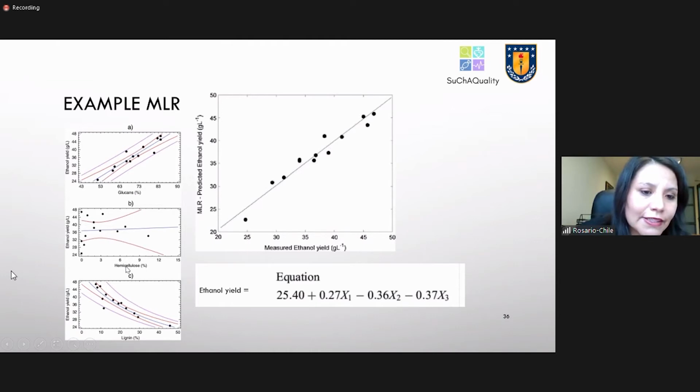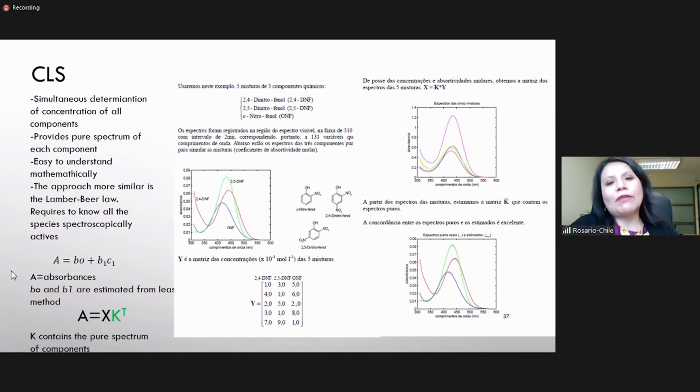This is the regression using only hemicellulose, and this is a regression using only lignin content in percentage, and this is a regression using the three variables at the same time, as an example of the MLR. And this is the information that this method gives us. But if we have more complex systems, I can use another kind of method, and the initial method of first order is the classical least squares, CLS.